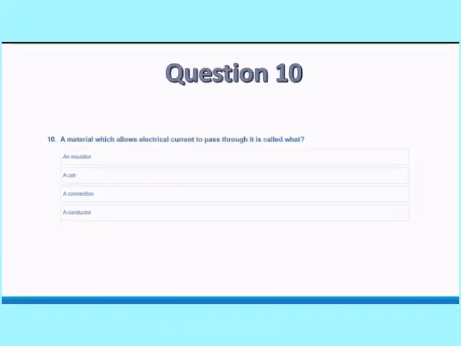Question 10. A material which allows electrical currents to pass through is called a what? Is it A, an insulator, B, a cell, C, a connection, or D, a conductor? Pause the video and record your answer.